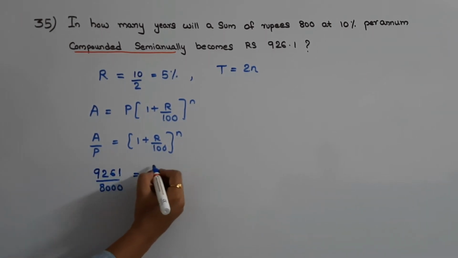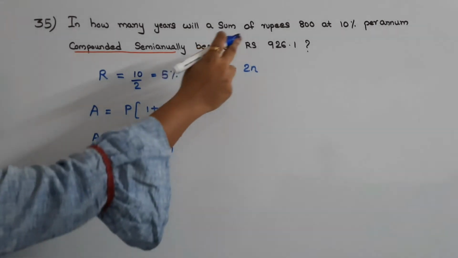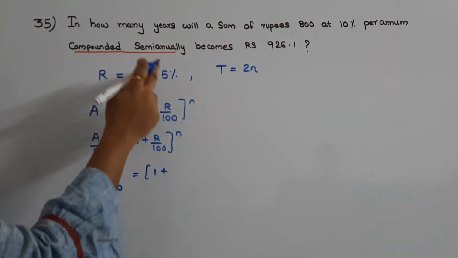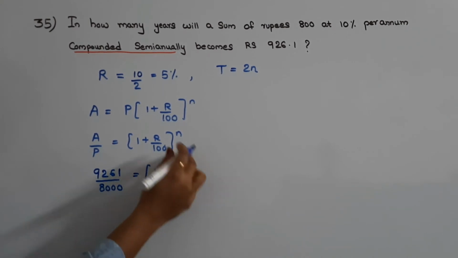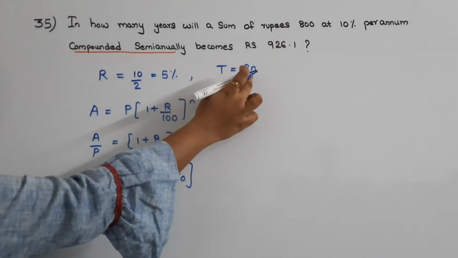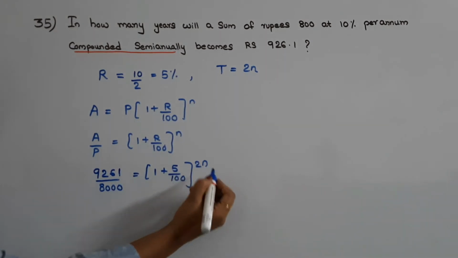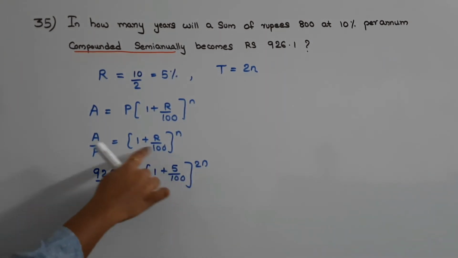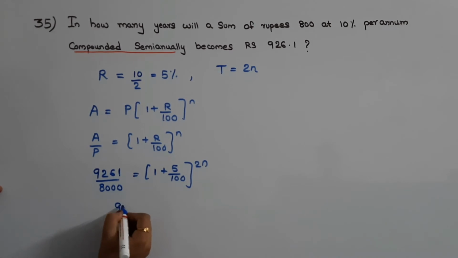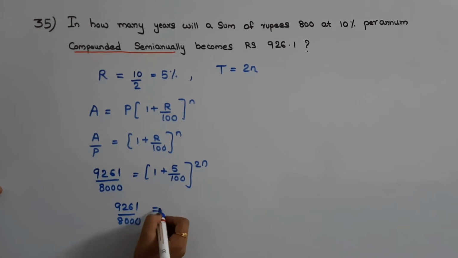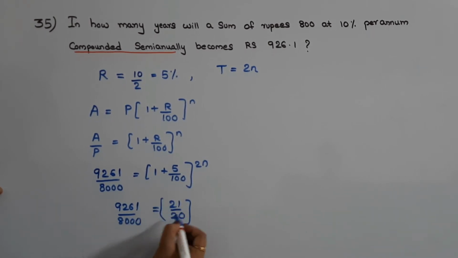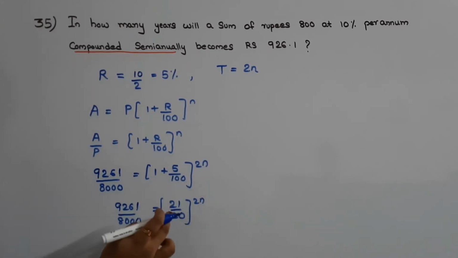So this is equal to 1 plus R is given as 10, but in semi-annual it is 5. So 5 by 100 whole raised to, what will be the time period? Time period is now 2n. Now on solving this, you will get 9261 by 8000 is equal to 21 by 20 whole raised to 2n.